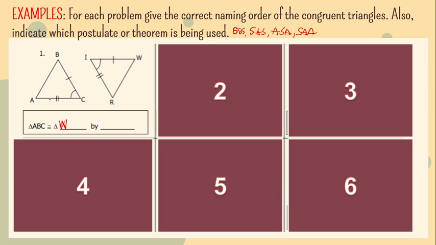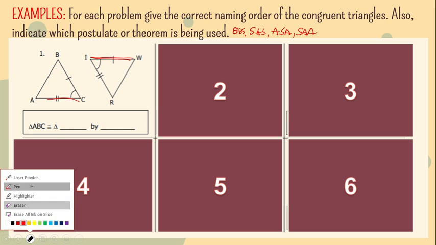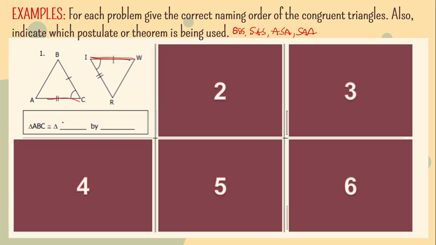Ang katapat ng A dito ay yung may dalawang markings. So, dito ang katapat ng W, yung may isang marking. So, that is not W. So, saan ka magsisimula? You're going to start at R. So, si A papunta kay B. So, si R papunta kay W.